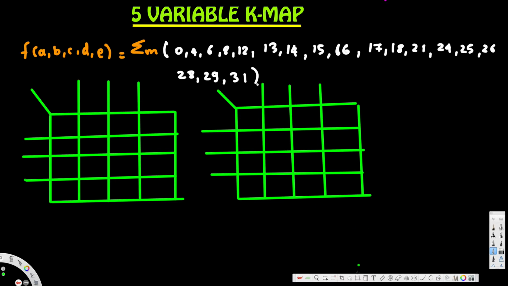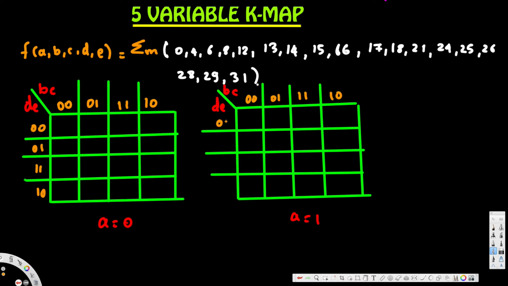Let's put the variables. We always take the highest order out, like highest position, that's going to be A. So A is going to be 0 right here, and for this one A is going to be 1, and B C D E will remain here. B C D E, B C D E will remain here, and the location is going to be same as before: 0 0 0 1 1 1 1 0 0 0 0 1 1 1 1 0 0 0 0 1 1 1 1 0 0 0 0 1 1 1 1 0.